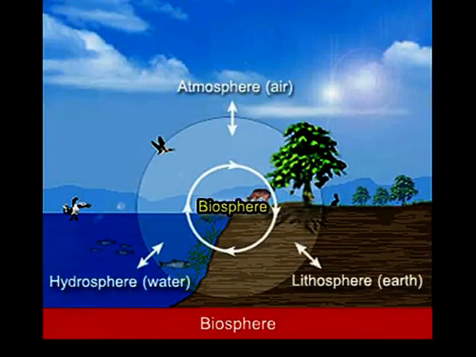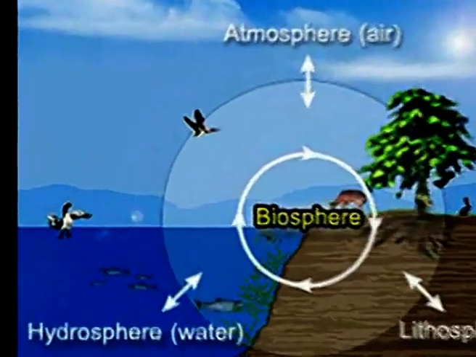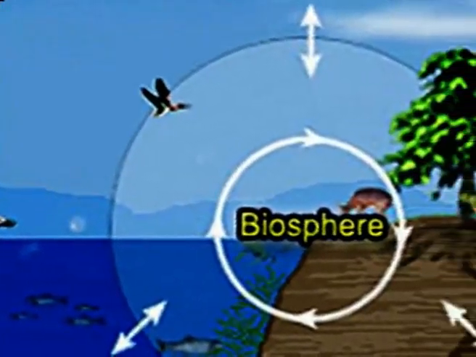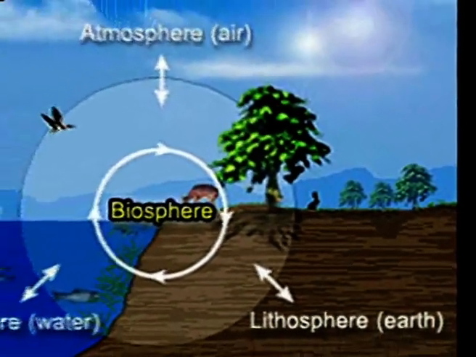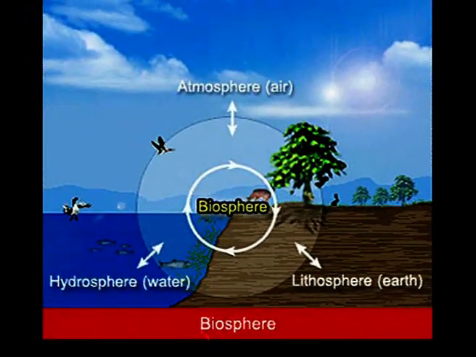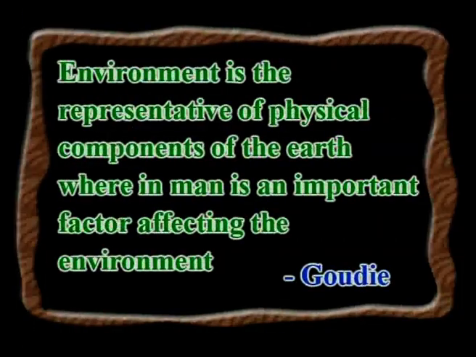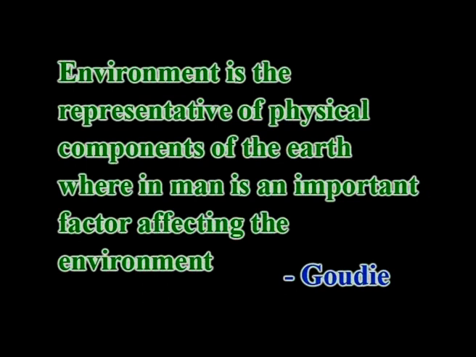Third question is, where surrounded? The answer to this question is in nature, that is, the physical components of the planet Earth, namely land, air, water, etc., support and affect life in the biosphere. According to Gode, environment is the representative of physical components of the earth wherein man is an important factor affecting the environment.